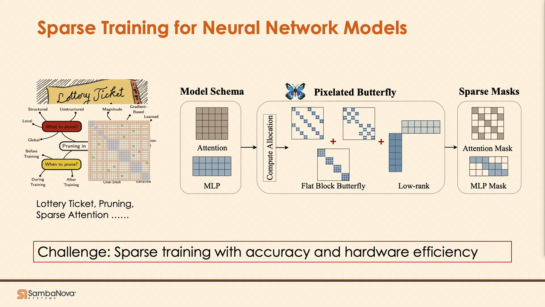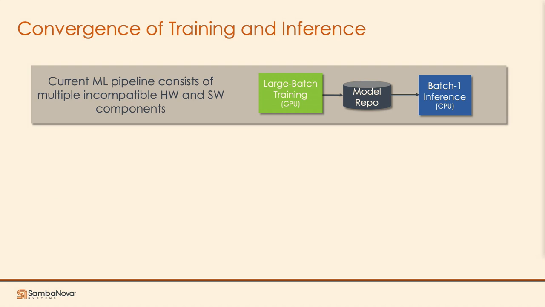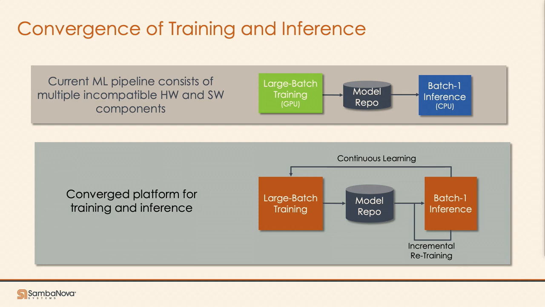Another trend that's important in machine learning algorithms is the convergence of training and inference. So traditionally, what happens is that training is done with large batches, and it's typically done on a GPU, which is efficient for large batch training. And then the models are created and then refined somewhat and actually served using CPUs because CPUs are much more efficient on batch one inference. And so with the convergence, the idea is that you could train using large batches and then serve the same model that you train.